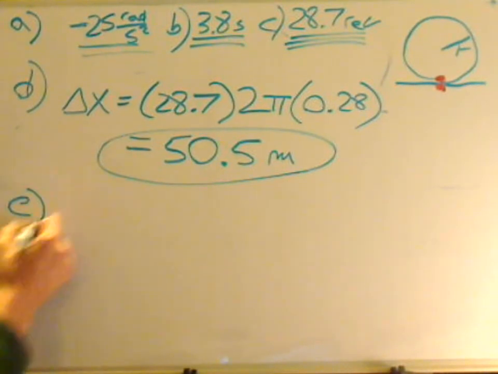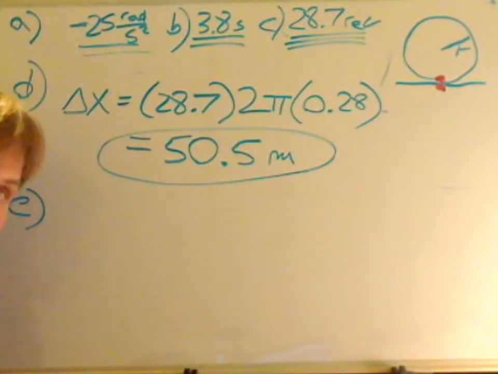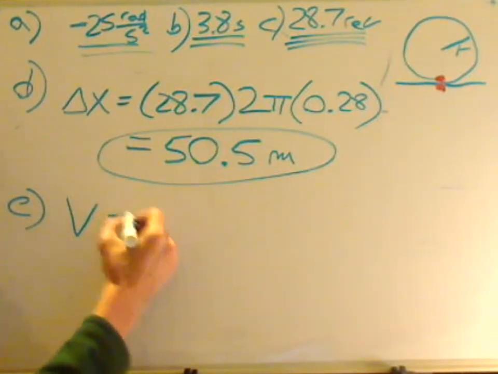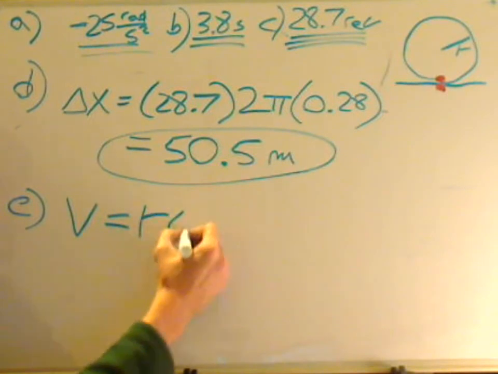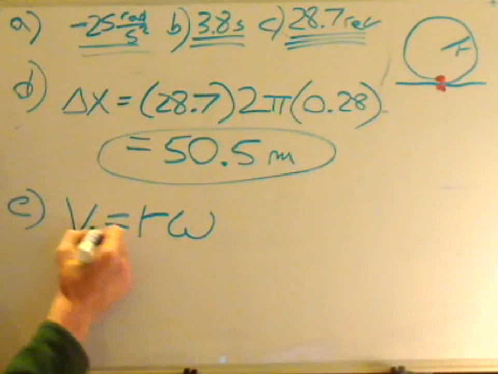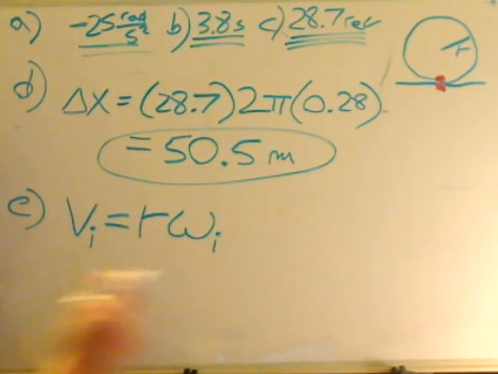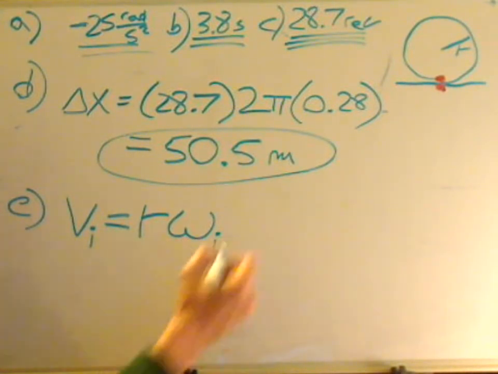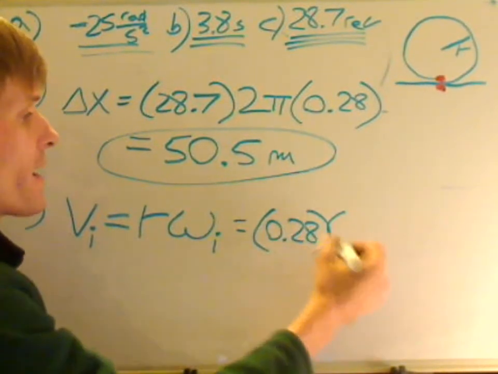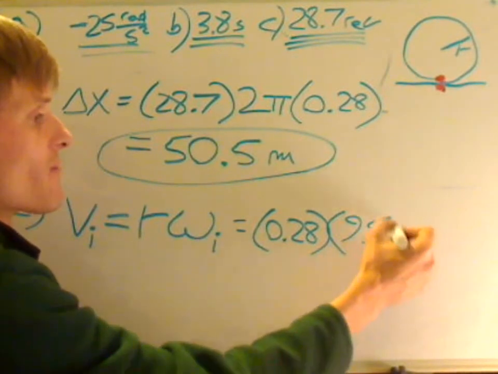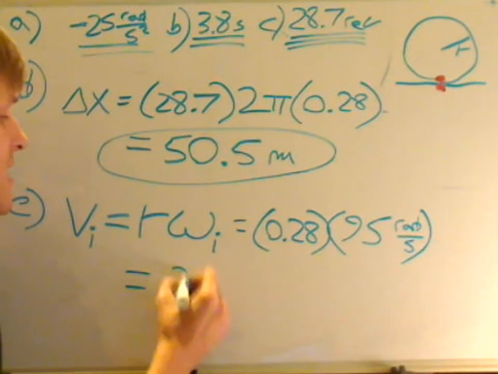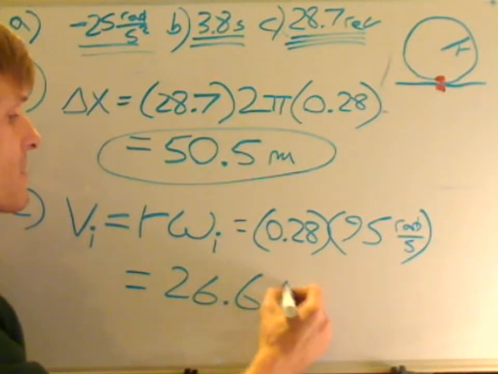Now in part E, we're asked to calculate the initial speed of the car. Well, remember that speed is related to angular velocity by this expression. So if we want to know what the initial speed is, we just have to calculate this for the initial angular velocity. So if r is 0.28, and the initial angular velocity was 95 radians per second, you multiply those together and you get the number 26.6 meters per second.